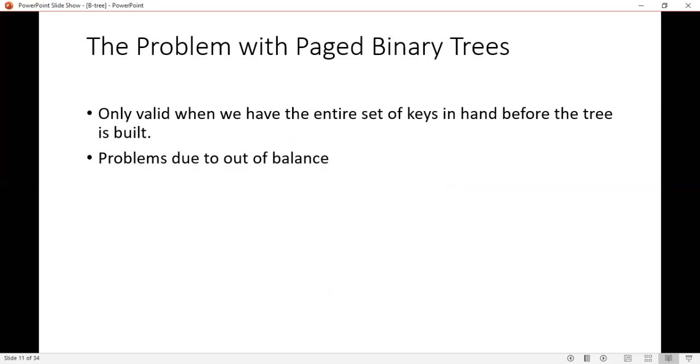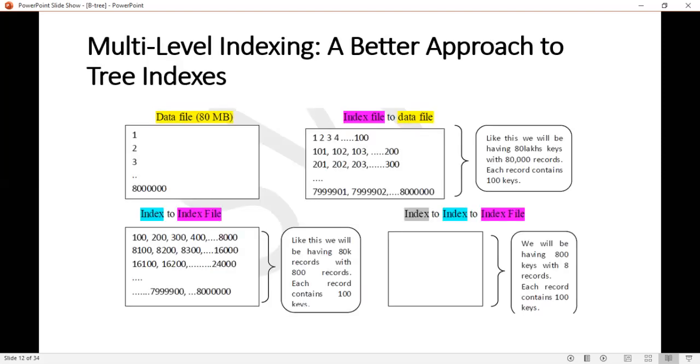Okay, the problem with the paged binary tree is that it is valid only when we have the entire set of keys in hand before construction. And the second problem is that it might grow out of balance. So we have a better approach, that is multi-level index.